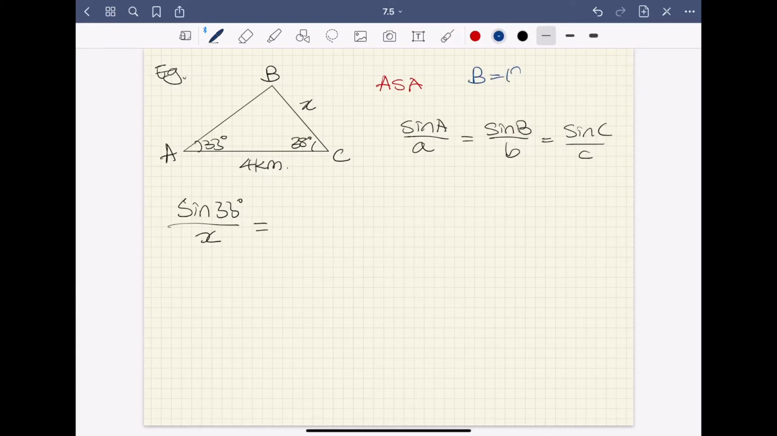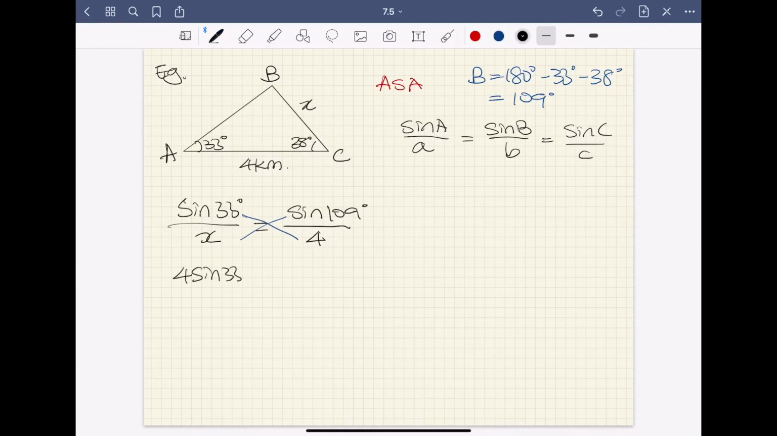B we know is equal to 180 minus 33 minus 38, which is equal to 109 degrees. We know capital B, we know little b. We can use this one: sine 109 degrees over 4. So we have an equation here with one unknown. We can cross multiply to find the answer.